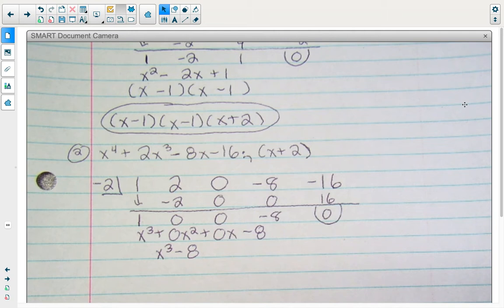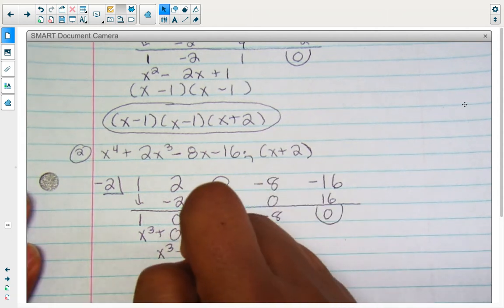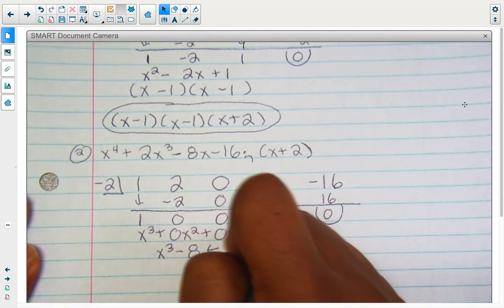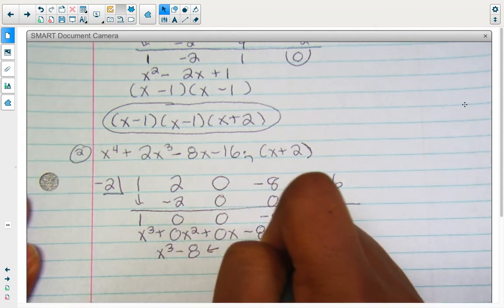Now I can factor this. This is a cubic, so I can do sum or difference of cubes. Particularly, I can do a difference of cubes. Our formula for that is a minus b times a squared plus ab plus b squared. So think back to that formula that we did.